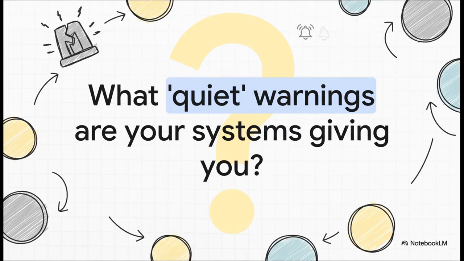So let's wrap up with one last thought, and this goes way beyond just Kafka. What we've learned here is that the most critical signals, they're not always the loudest alarms, right? They're often quiet warnings. So the real question to ask yourself is, what quiet warnings are your systems giving you? And are you listening?